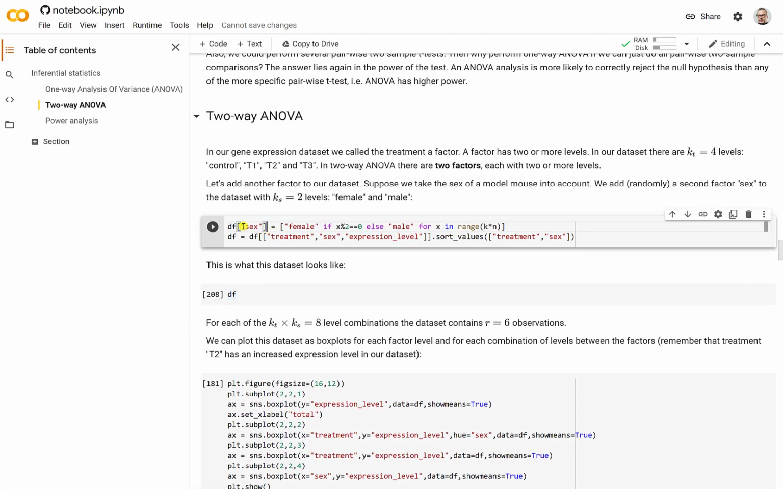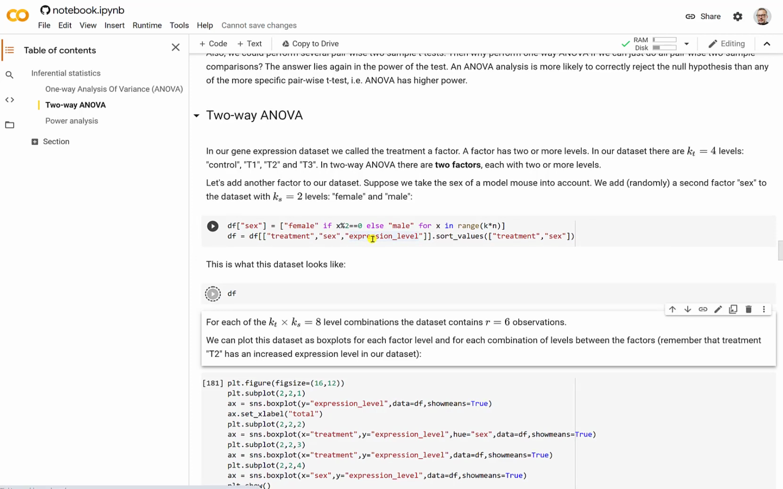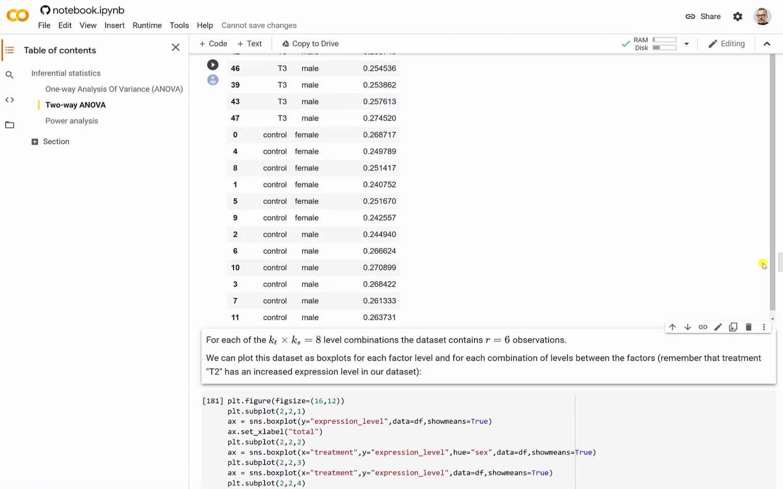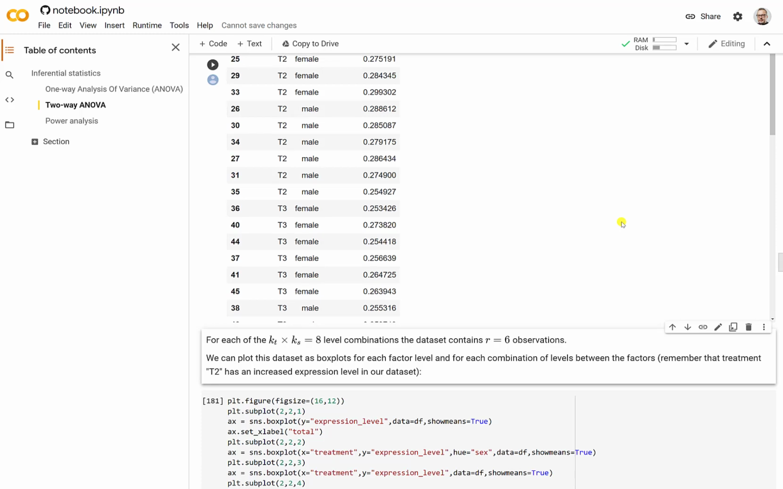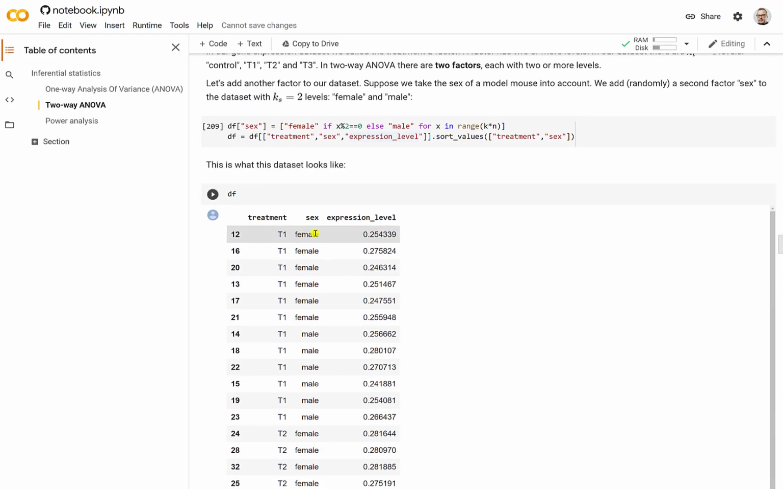So I have a factor called sex, and I'm just randomly assigning male or female to each of the observations, which is what I'm doing here. And then I'm going to create this data frame so that it contains this new column that we created for this sex factor. Okay, and so let's create this data set. If we print it, you can see this. So we added this column here.